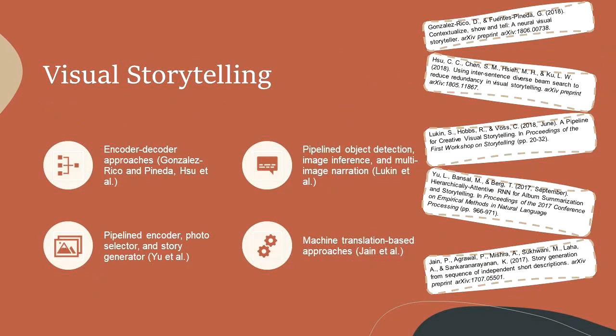And many interesting techniques have been investigated for generating visual stories. These techniques have included a wide range of encoder-decoder models, pipelined approaches that detect objects, make inferences from single images, and then transform those inferences into a cohesive narration, or that intelligently select photos based on the narrative being constructed, and machine translation-based approaches.